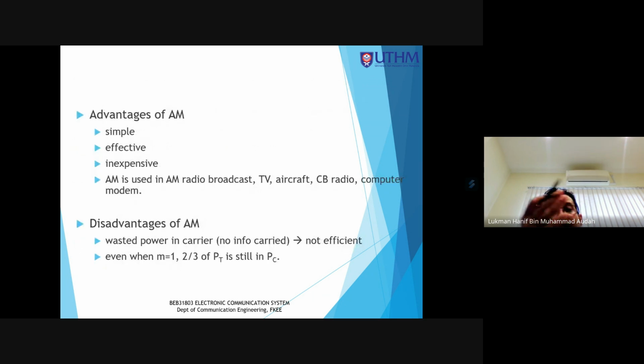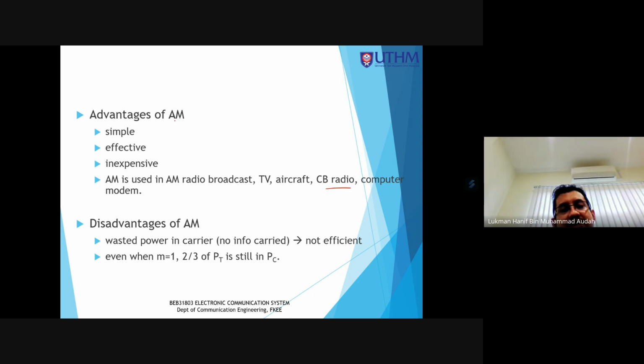So the advantages of AM: it has a simple circuit. It is effective for transmissions. It is inexpensive, not expensive. AM is used in radio broadcast, TV broadcasting, aircraft, CB radio, computer modem, and etc. But there are some disadvantages of AM.